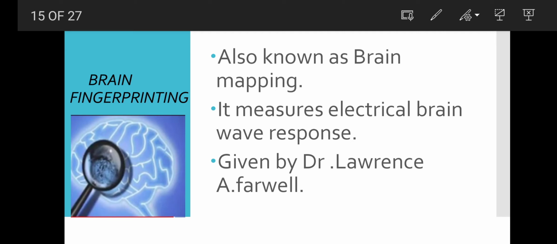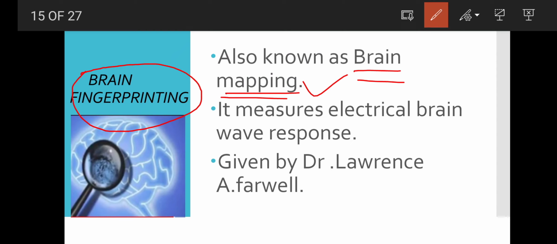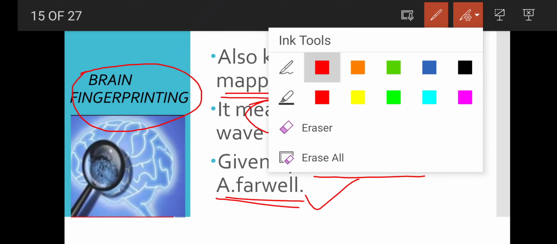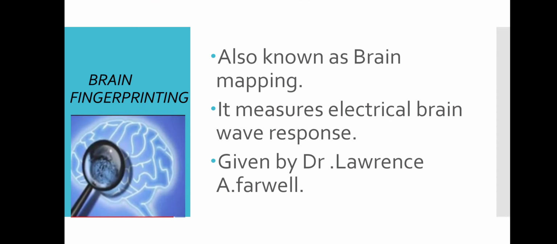So in the previous video we were discussing narcoanalysis. Now we will study the brain fingerprinting technique. This brain fingerprinting technique is also known as brain mapping, and it is used to measure the electrical brainwave response. So basically what we do in this technique is measure the electrical response from the brain, and this was given by Dr. Lawrence A. Farwell. We will study how they use this technique to analyze the actual criminal.